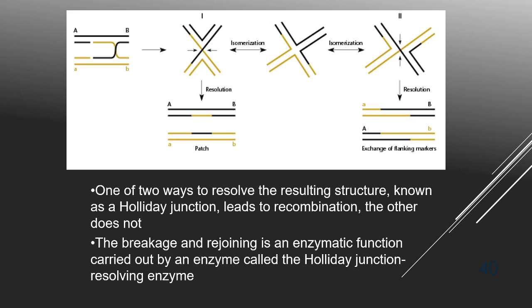One of two ways to resolve the resulting structure, known as Holliday junction, leads to recombination, but the other does not. The breakage and rejoining is an enzymatic function carried out by the enzyme called the Holliday junction resolving enzyme.